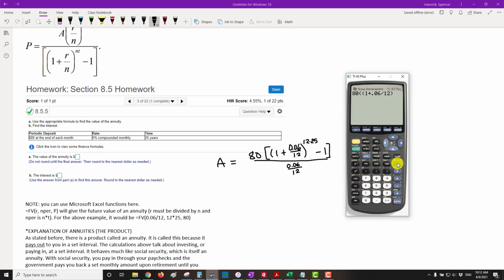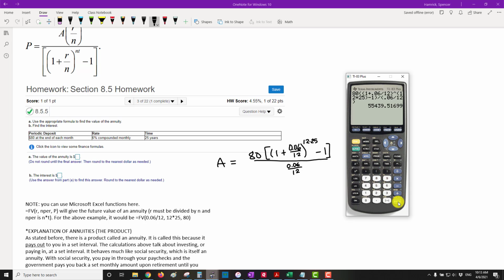Now here's the implied parentheses we need to be careful of. Raise it to the, and then start a new parentheses and say 12 times 25. We've talked about that error before, that if you don't put parentheses there, the order of operations of the calculator takes over and does a different calculation. Then we do minus 1, close that parentheses, and now we're going to divide and start another parentheses on the bottom for that fraction on the bottom, 0.06 divided by 12, and close that parentheses and press enter.